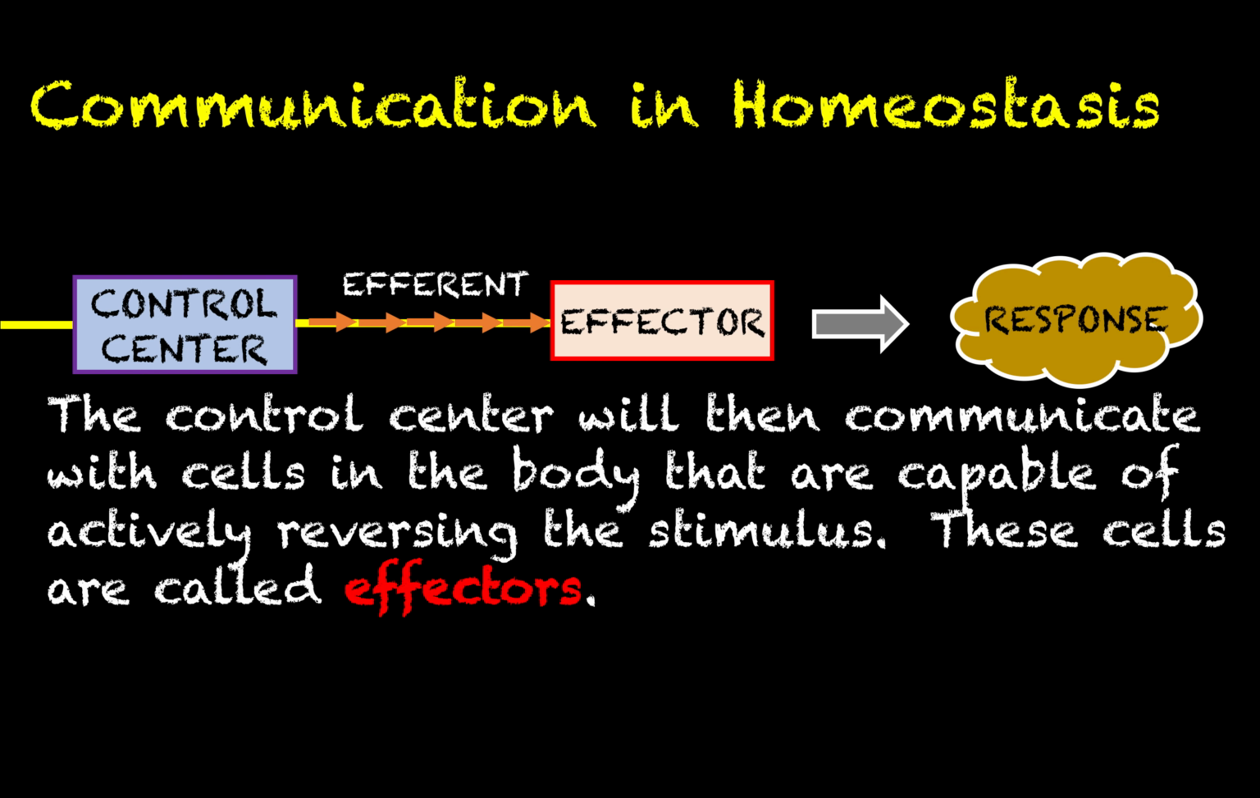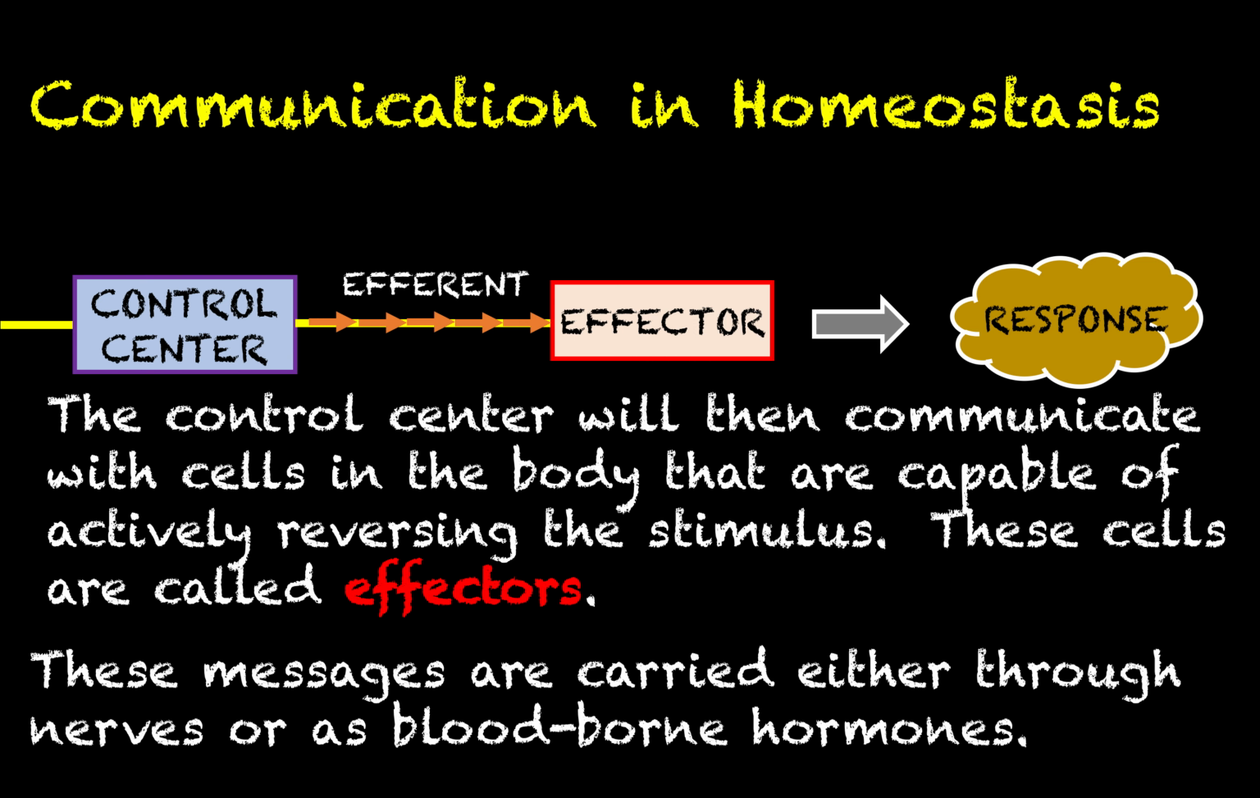Now, the control center, once it has figured out a good strategy for dealing with the stimulus, will then send its own message, which is called an efferent message or an output signal, from the cells in the control center towards cells elsewhere in the body, which are called effectors. These messages sent from the control center to the effector don't necessarily have to be electrical in nature. Certainly they can be and often are, but sometimes these messages, instead of being sent through nerves, can also be sent as blood-borne hormones.